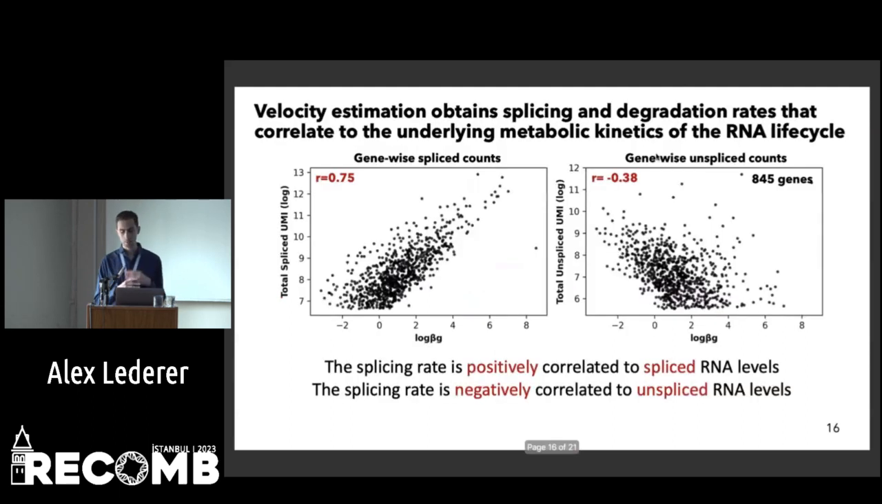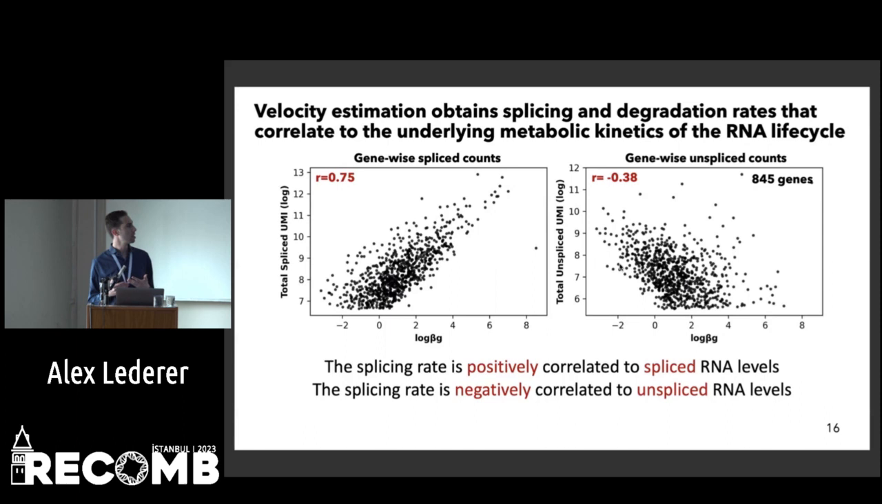So for example, here I show two plots where each dot represents a gene, and this is the estimate of those genes after running our model. On the x-axis, we have the splicing rate, or beta, and on the y-axis, we either have the total spliced counts on the left or unspliced counts on the right. And what we see is that the splicing rate that we estimate is positively correlated to the total expression of that gene in terms of the spliced counts. However, in terms of the unspliced counts, there is an anti-correlation.